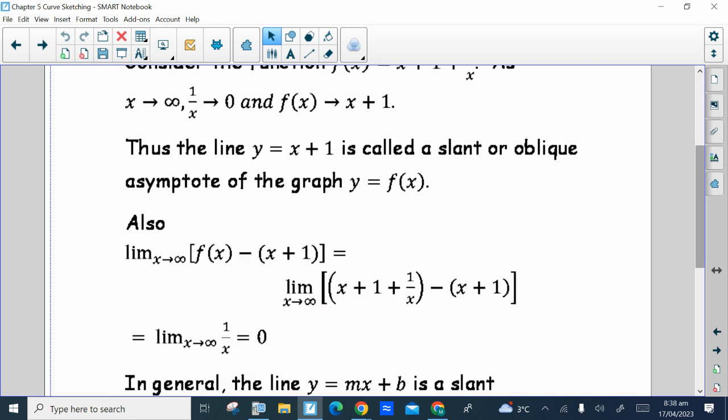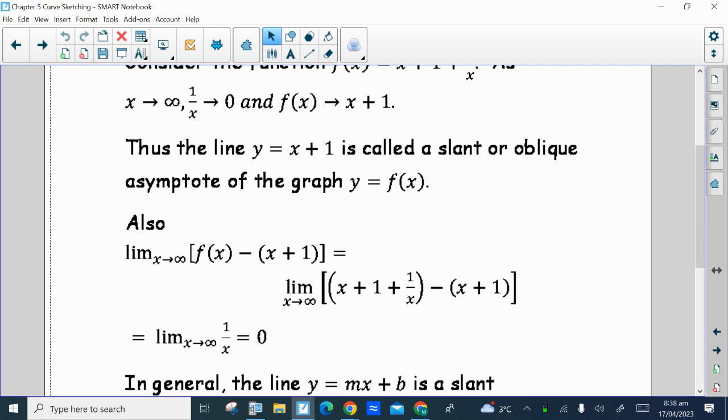The limit as x approaches infinity of f of x minus the x plus 1 will equal, again, f of x is this function. I got to turn this off. There we go. It's April, it's fine. It's April, it's got to be fine.